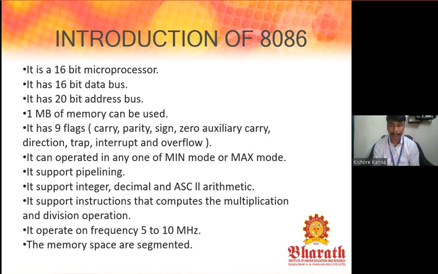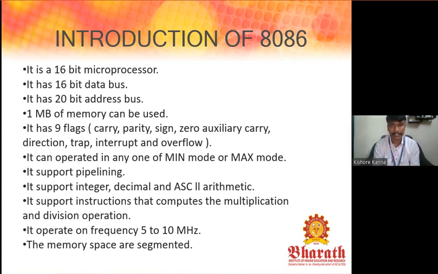And it has pipelining as a supporting characteristic. Pipelining is used to transfer the data from one point to another point. If more pipelining is aligned in the architecture of a microprocessor, it helps in the fast processing of the microprocessor, and it supports integer, decimal and arithmetic operations, which were quite complex for 8085, the previous version of the microprocessor.